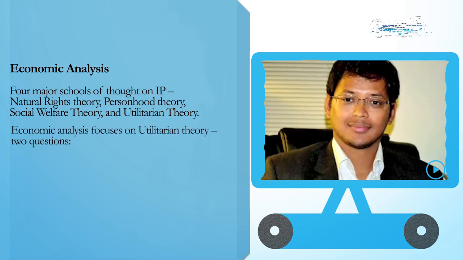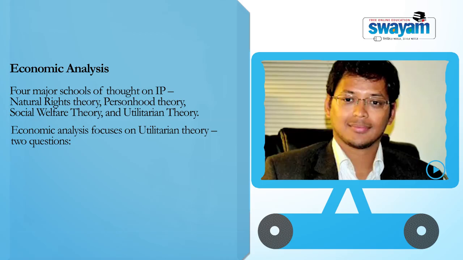Now, the economic analysis of IP primarily concerns itself with the utilitarian justification. So, as I said before, the utilitarian theory justifies IP as mechanisms that can be used to maximize social utility or social welfare. Now, this is easy to understand as a broad principle. You want the maximum benefit for the maximum number of people.